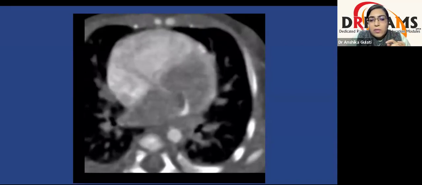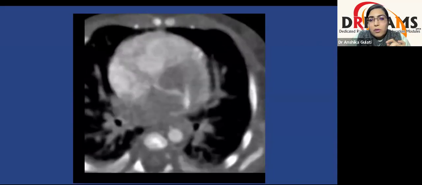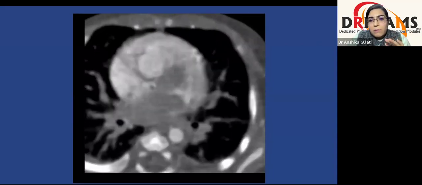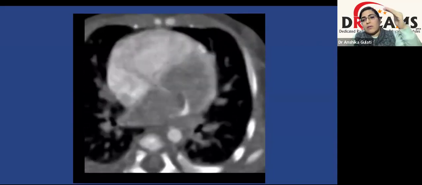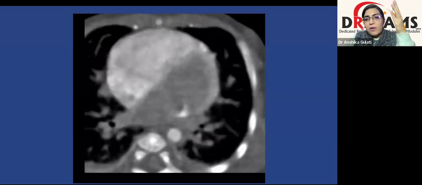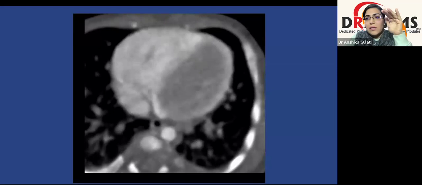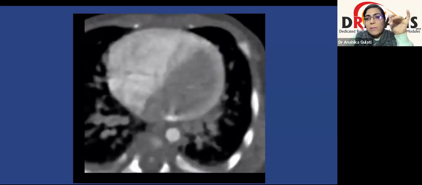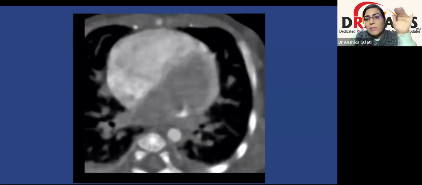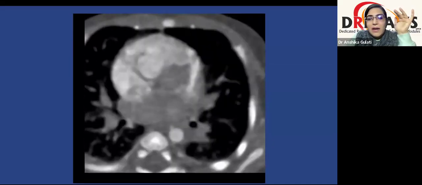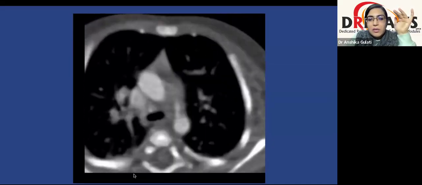Then our sixth step was to look for the connection. Can you make out? This is a D type of TGA, which means there are 2 parallel circuits running. So if this has to be compatible with life, there has to be some connection between the right and left side. And where did we find the connection? This is the patent ductus arteriosus, PDA.